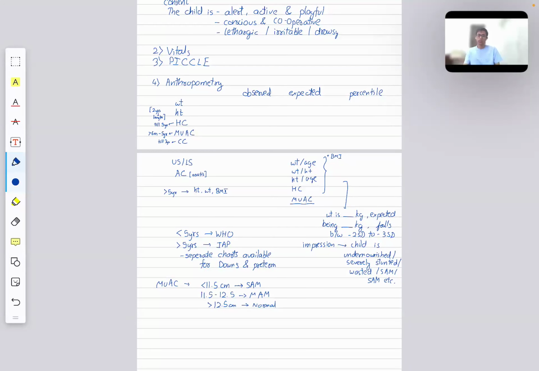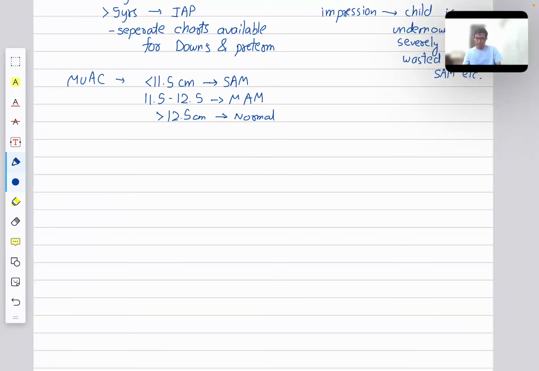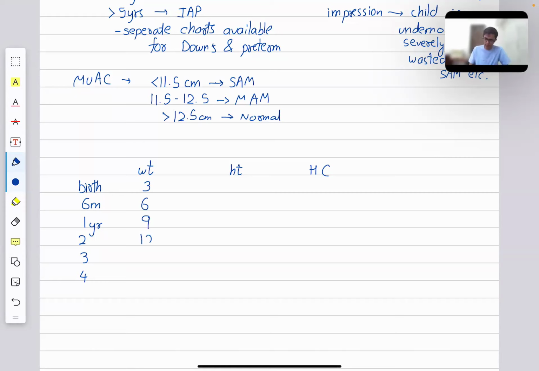Next, during your viva or especially during your OSCE, there are certain questions that you will be asked, a bit fact-based, but we will try to remember it easily. So write it with me: weight, height, and head circumference at birth, 6 months, 1 year, 2 year, 3 year, 4 year. So the normal birth weight would be 3 kg. Then just follow the table of 3, 3, 6, 9, 12, 15. Separately remember 16 kgs at 4 years of age.